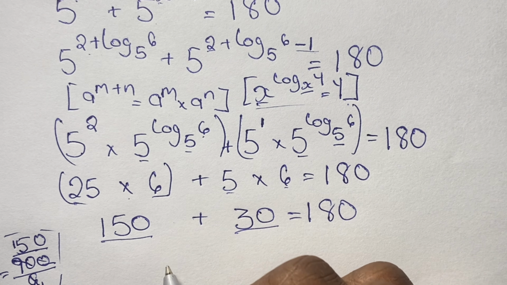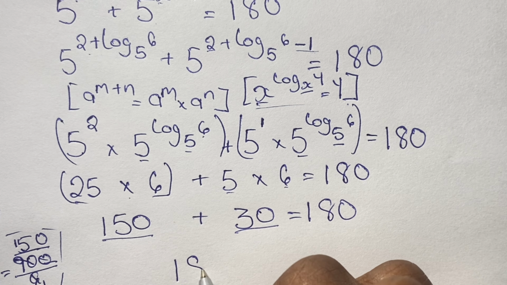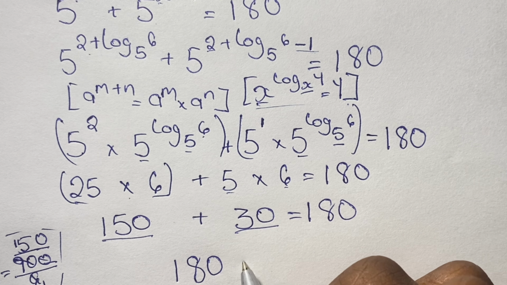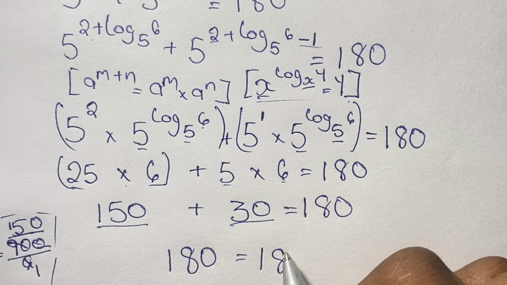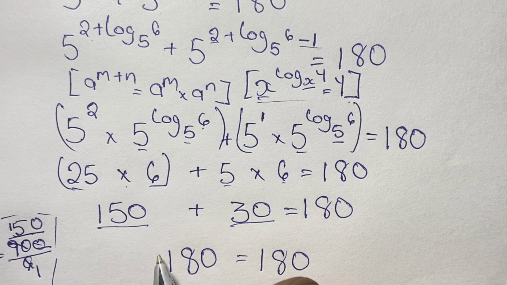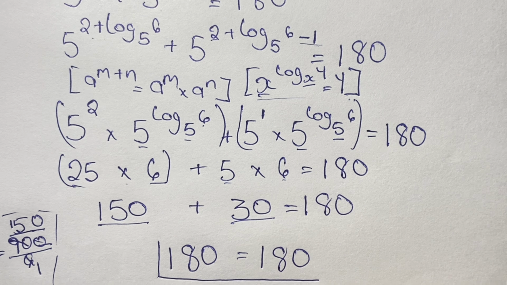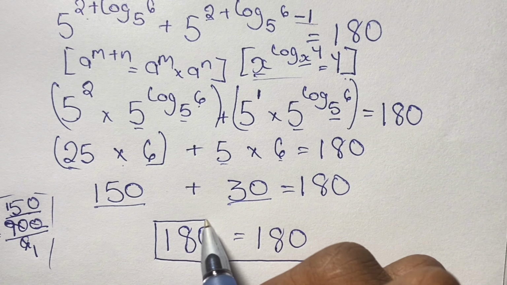And from here, we know that 150 plus 30 gives us 180. So then that proves our solution for x here. X is indeed equal to 2 plus log base 5 of 6.